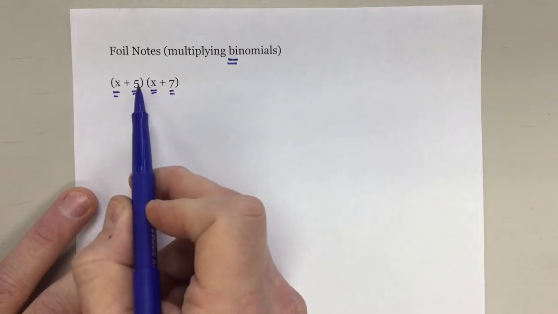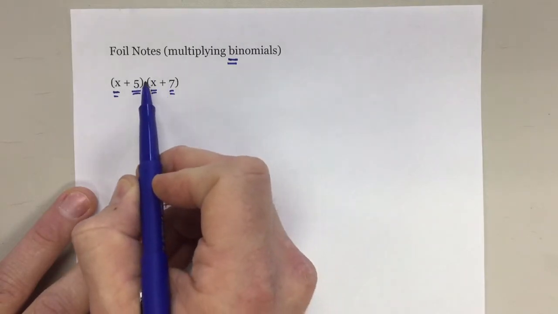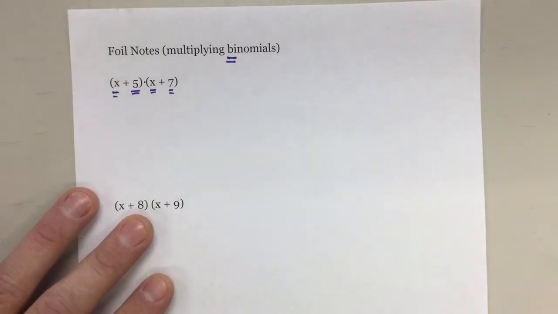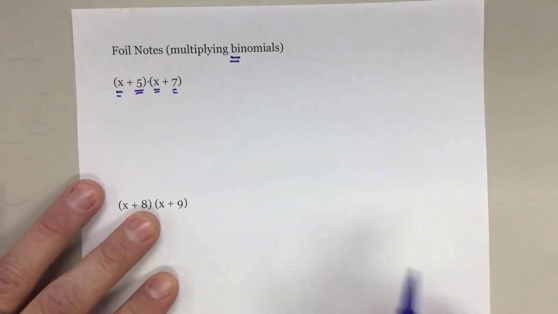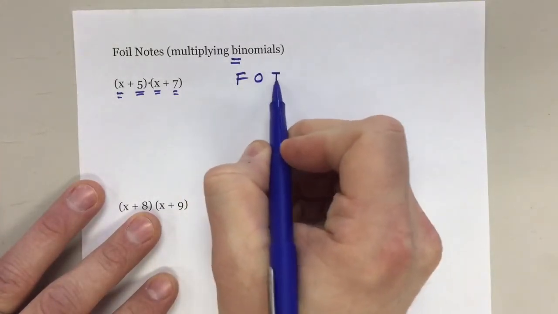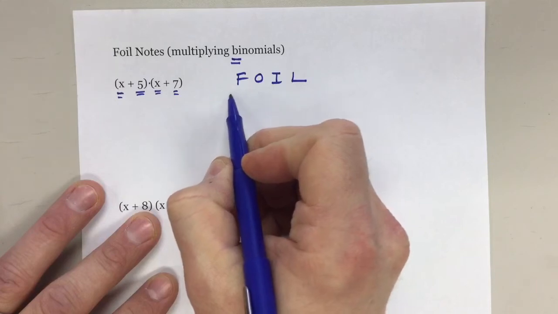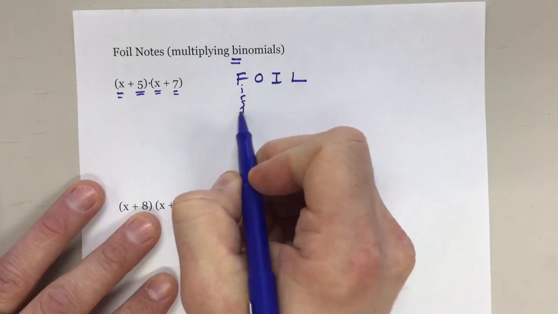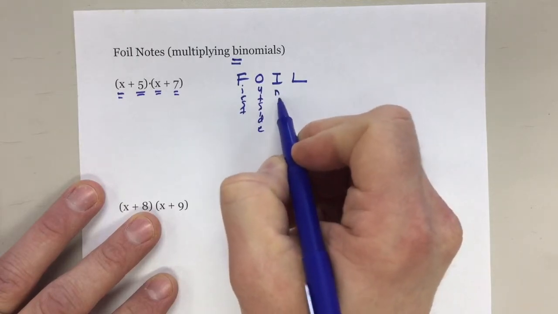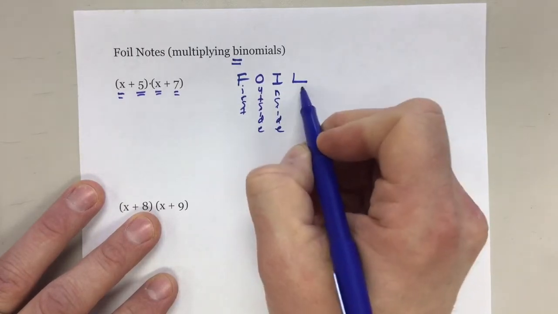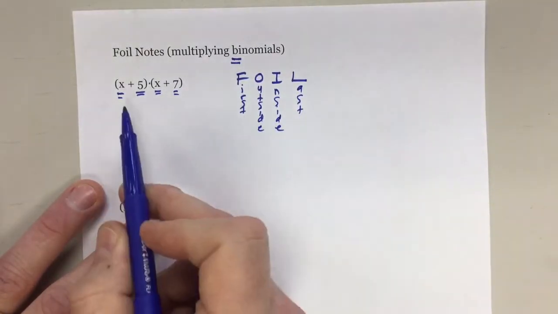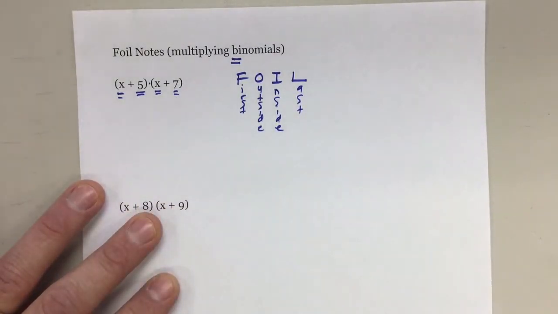And remember, when you have parentheses like this next to each other, that means multiply. Now there's two techniques that are used. The first is simply called FOIL. And you guys, I'm sure, are familiar with this from your past. The F stands for first. The O stands for outside. The I stands for inside. And the L stands for last. So this is the order that you use when you multiply these together.